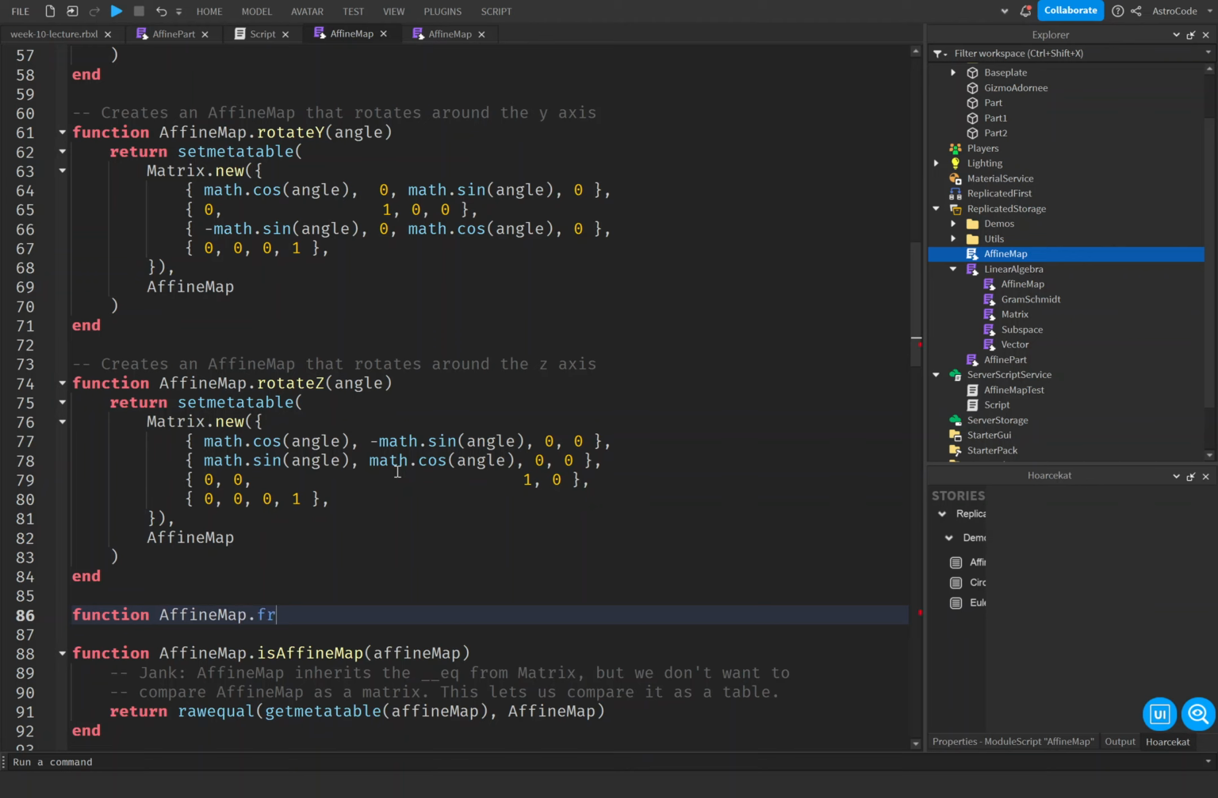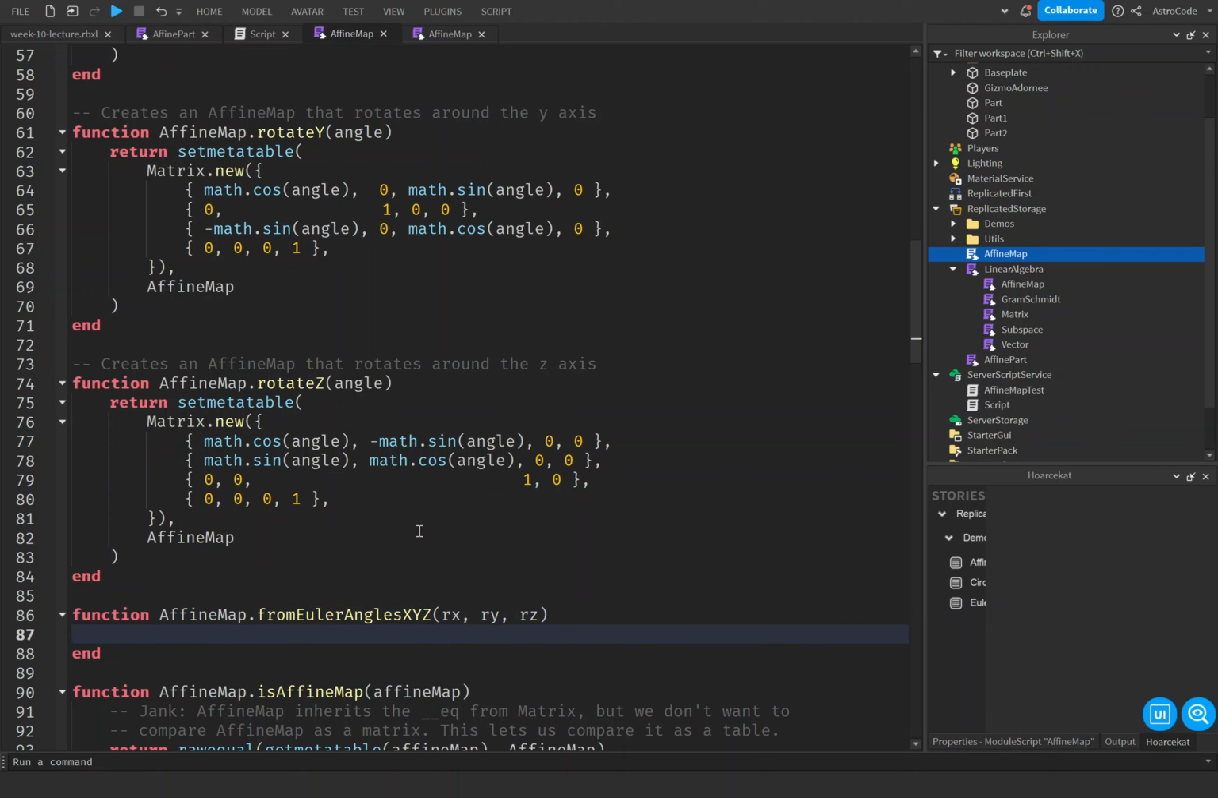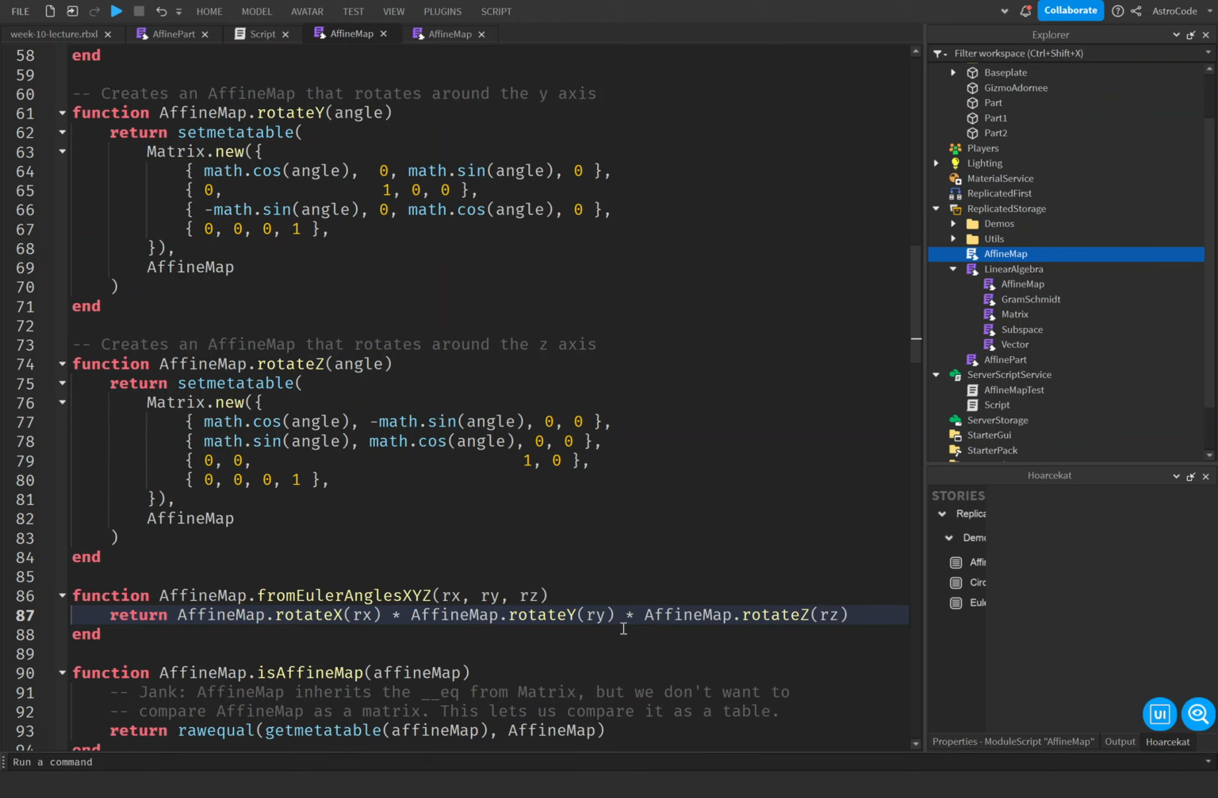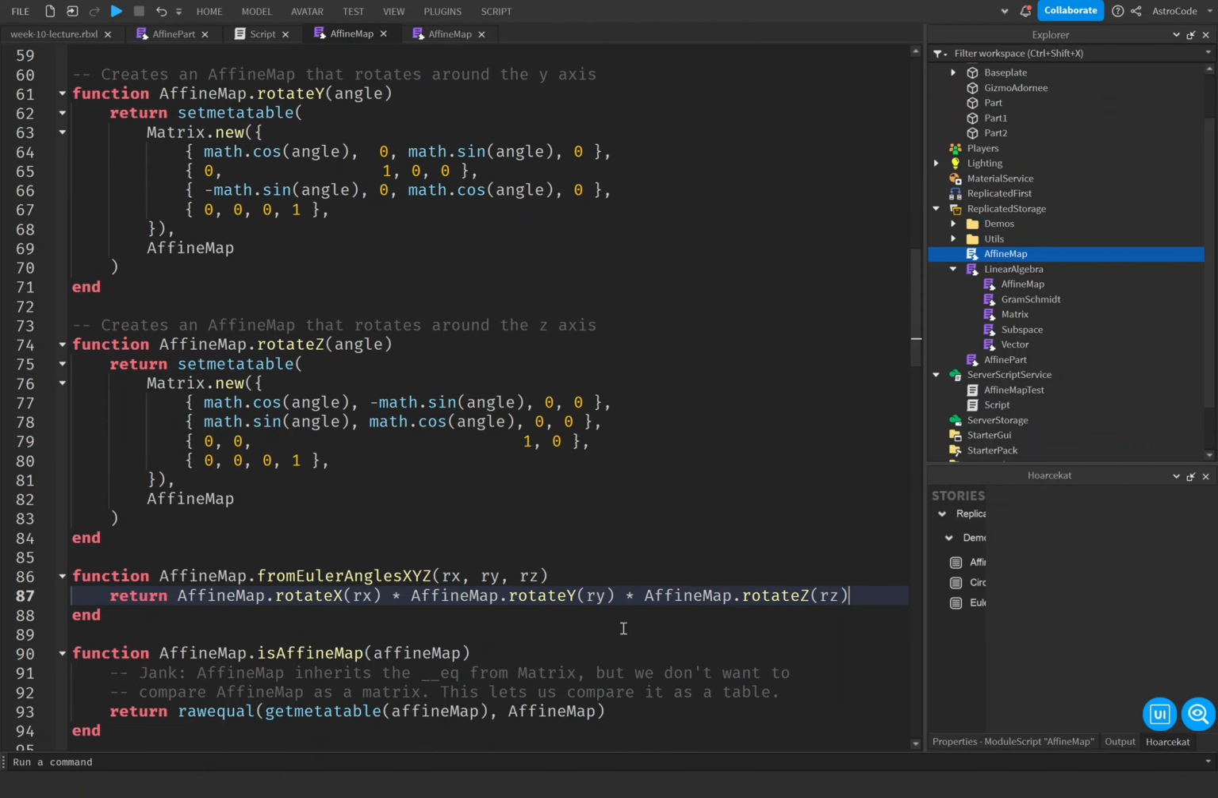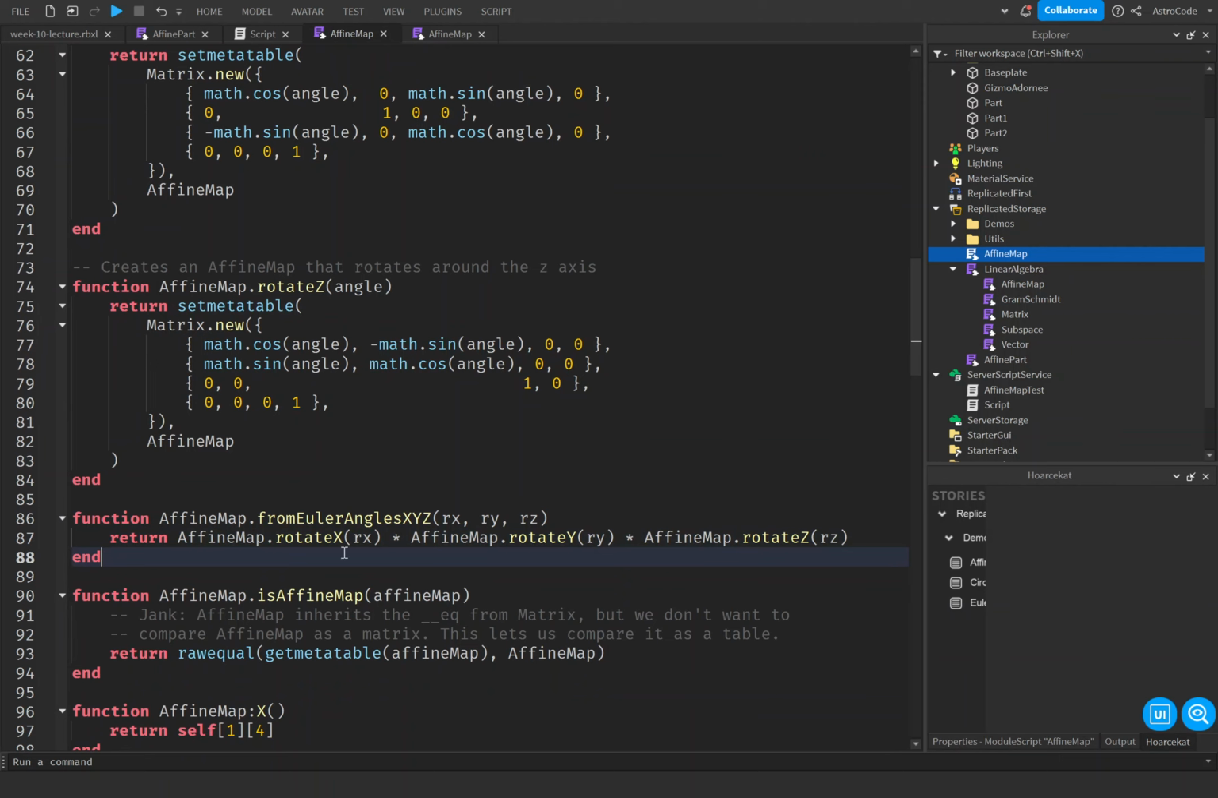So let's do the from Euler angles XYZ constructor. This is going to take in 3 angles, the rotation about the X, Y, and Z axes. And then we can just reuse what we just wrote. So we can rotate about the X, and then rotate about the Y, and then rotate about the Z. So this is the XYZ from Euler angles XYZ.